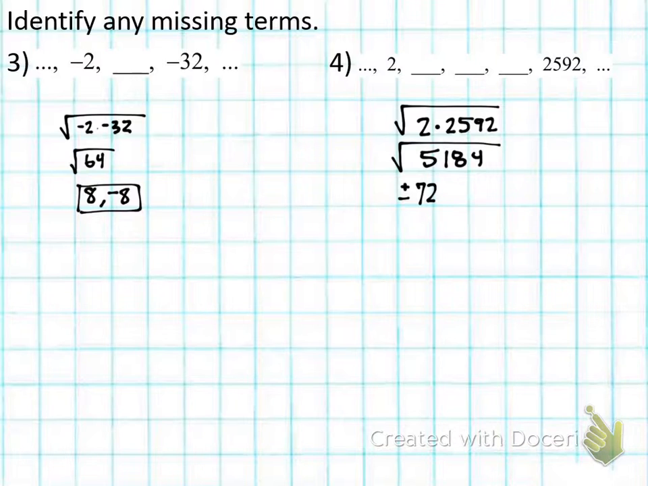Is it possible that this middle number is positive? Okay, let's think about it. Our common ratio, let's say, we don't know it yet, but could our common ratio be positive times a positive? This would be a positive. So if this is a positive times the positive again, this would be a positive. So is it possible that this whole sequence is positive? Yes. Good. So positive 72 does work.